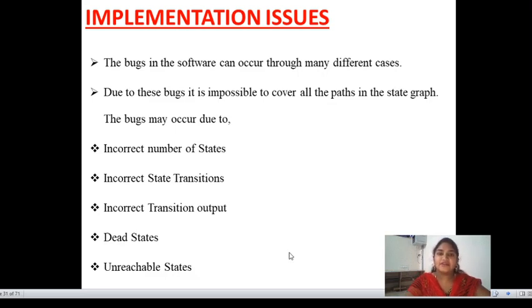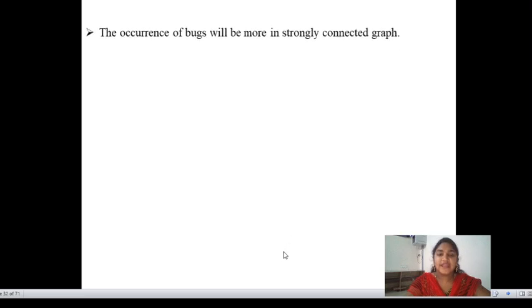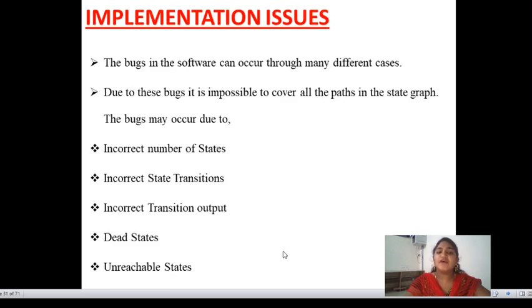A state transition defines the link between two or more states. If the link has a problem, it is an incorrect state transition. Next, incorrect on the input side. Same on the output side, there is some transition output. Incorrect transition output can be defined at the output side.